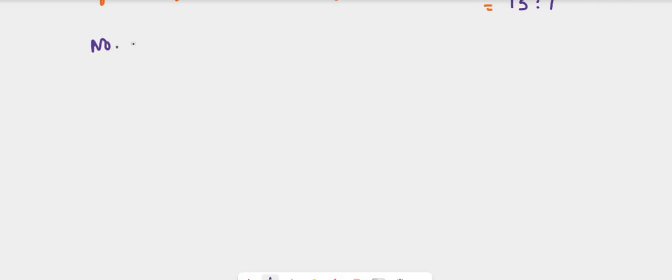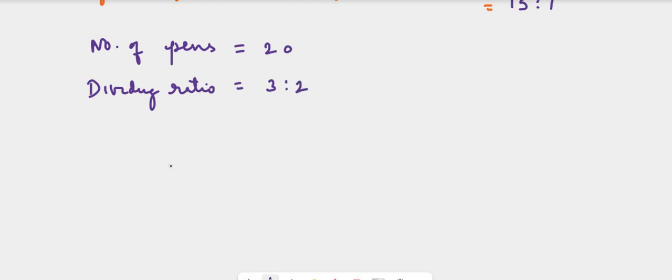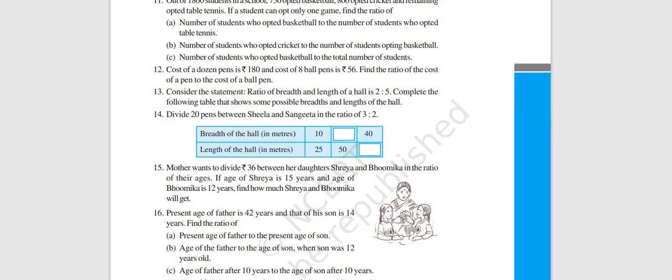Number of pens 20. Dividing ratio 3:2. Share parts. Is the first person? Sheila.